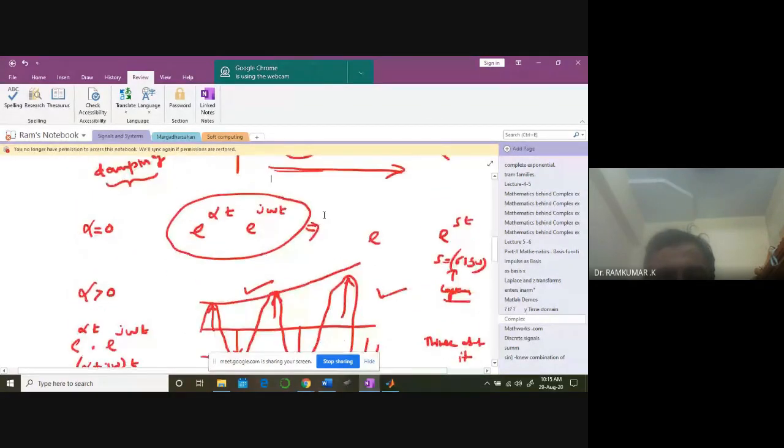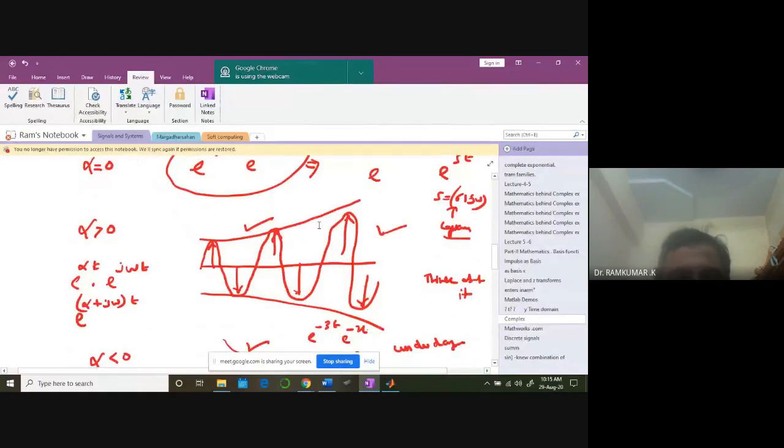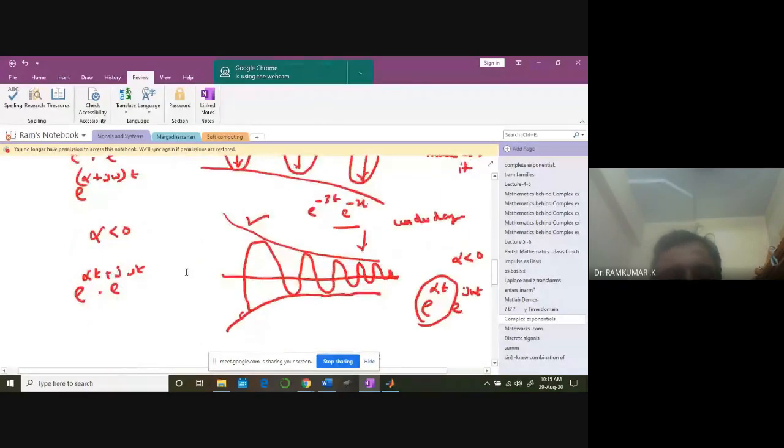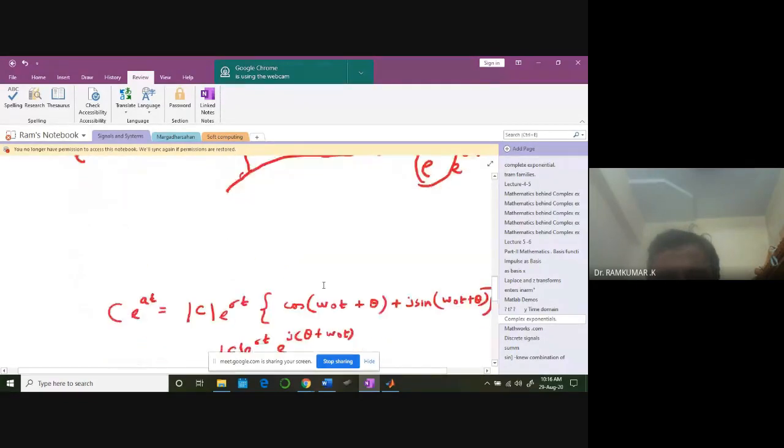Now, these are the two other cases. When alpha is greater than 0, I am multiplying the pure imaginary signal with an exponentially increasing signal. When alpha is less than 0, I multiply it with an exponentially decaying signal. Okay, I'll be getting these kinds of waveforms.